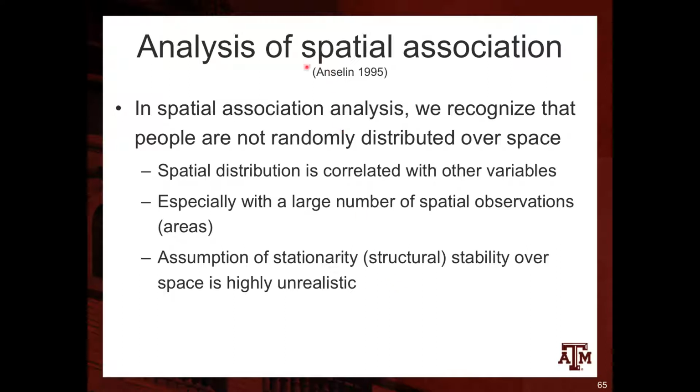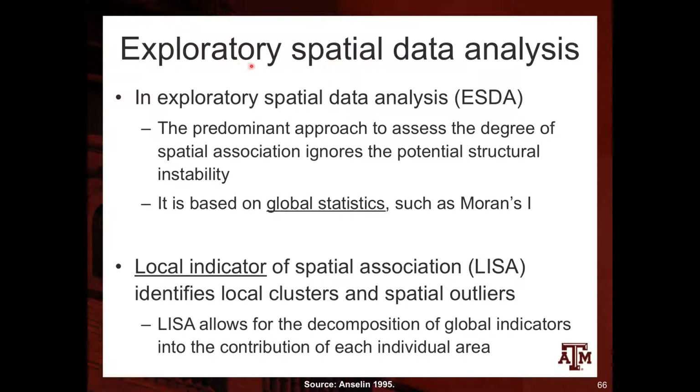And one way to try to analyze the spatial association of a specific indicator that you have with the location of people and households is to do this spatial analysis. One way to do it is to conduct an exploratory spatial data analysis. In exploratory spatial data analysis, the predominant approach to assess a degree of spatial association usually ignores the potential structural instability. So usually in exploratory spatial data analysis, we base the analysis on a global statistic. It's pretty much a global indicator that tells us whether that specific socioeconomic or demographic variable is randomly distributed in space or not. And this global indicator gives an overall number, one number for the whole spatial association. It's called the Moran's I.